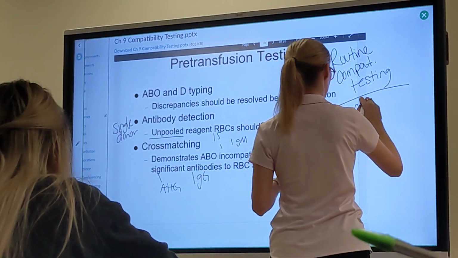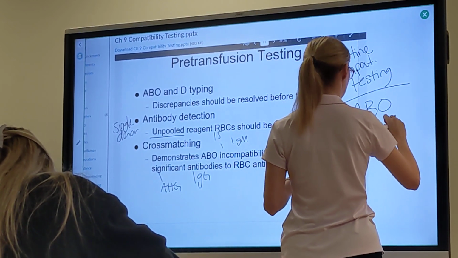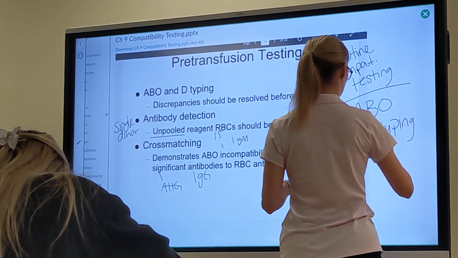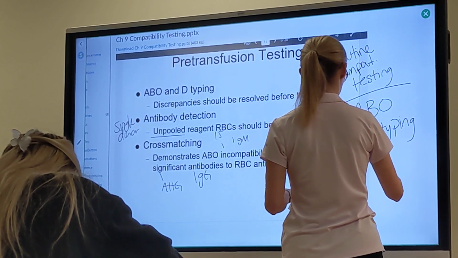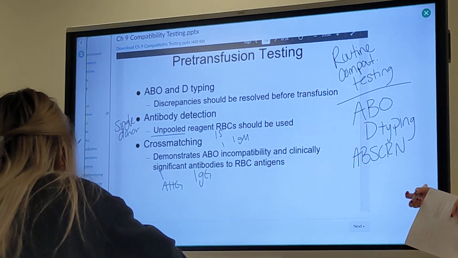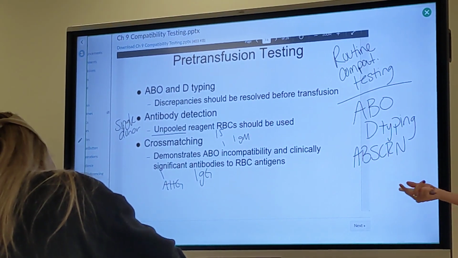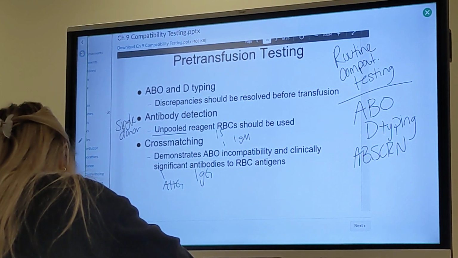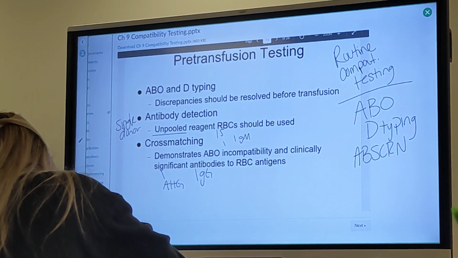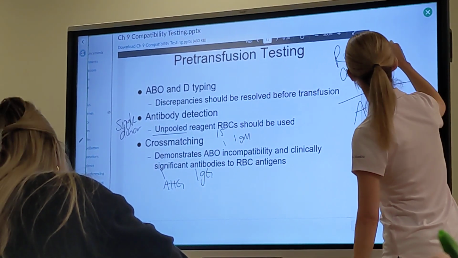It's the ABO, D-typing, and then antibody screen. Do they do a DAT? Only if you get a positive antibody screen. So DATs are not done routinely. What's the word in between routine and testing? Routine compatibility. Compatibility.